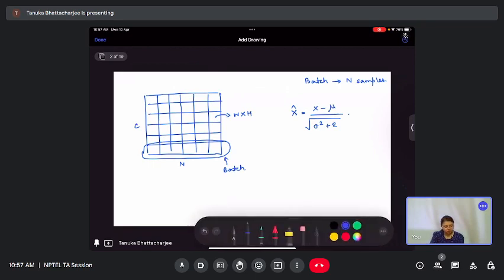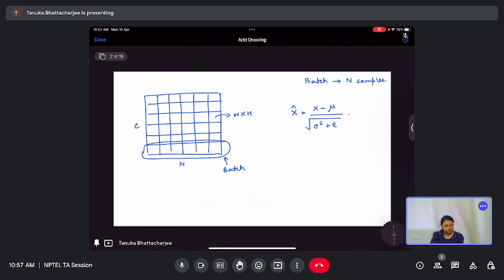Now the next one is layer normalization. In the case of layer normalization, we take one data sample and consider all channels of that particular data sample, and we compute one mean and one standard deviation.